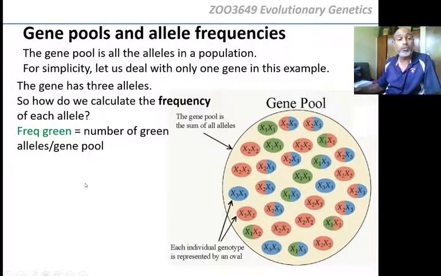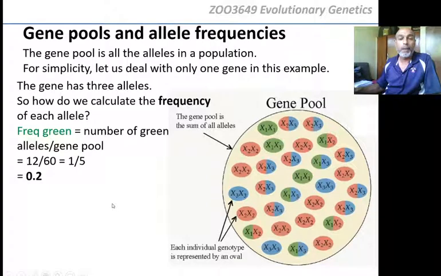Okay, so what's the frequency of the green? It's 12. If you count them, there's 12. And the gene pool, there are how many? There are 30 circles here. That means there are 60 alleles. So the gene pool is 60. And that means 12 over 60, 1 over 5, is the frequency of the green allele, or 0.2.